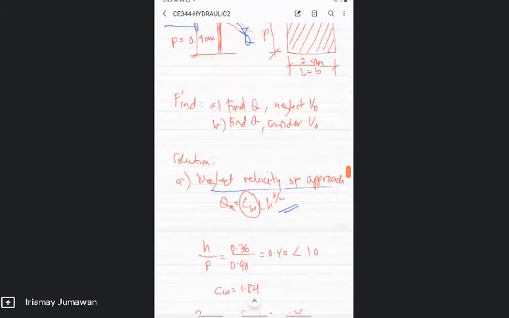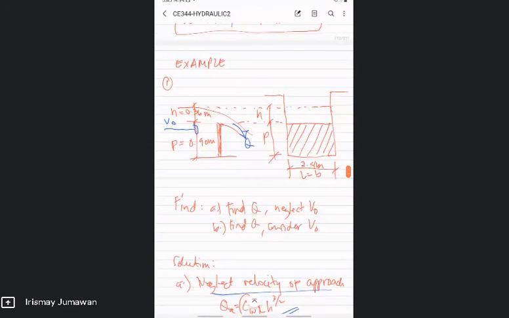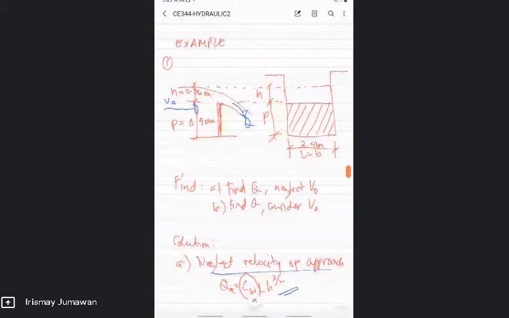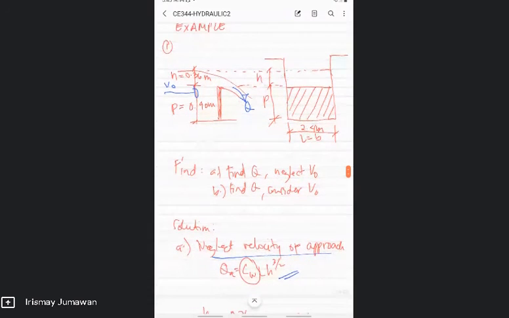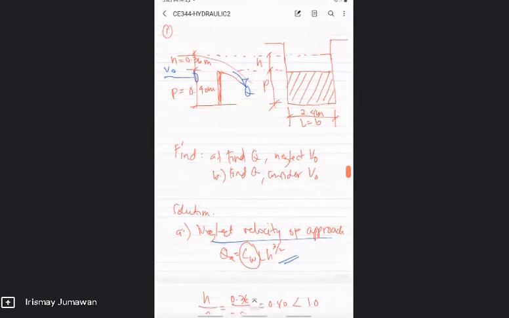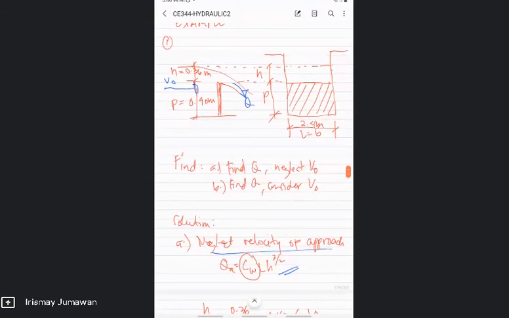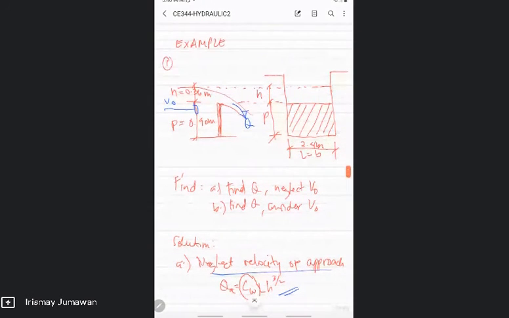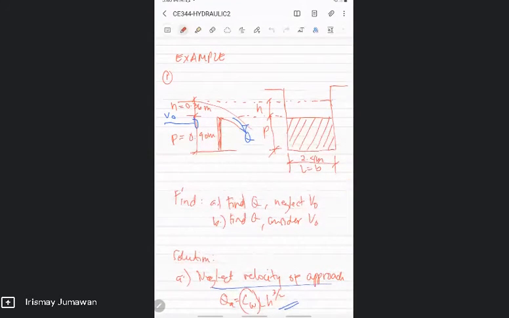But there is a special formula, the Francis formula. It is difficult to consider the velocity of approach, so since none was given, you have to neglect the velocity of approach. Okay, this is example number 1. Water flows in a rectangular channel. The width of the channel is 2.5 meters, and this is a suppressed weir.